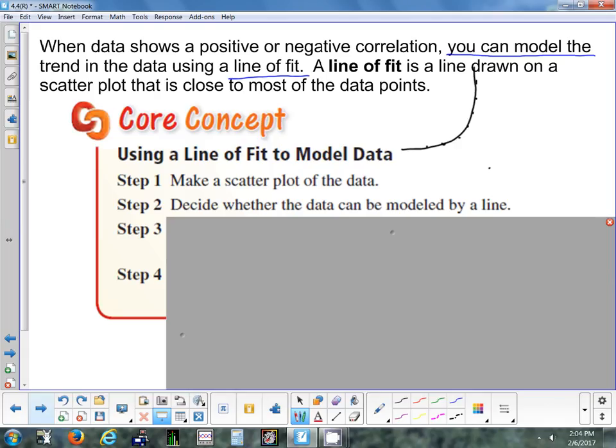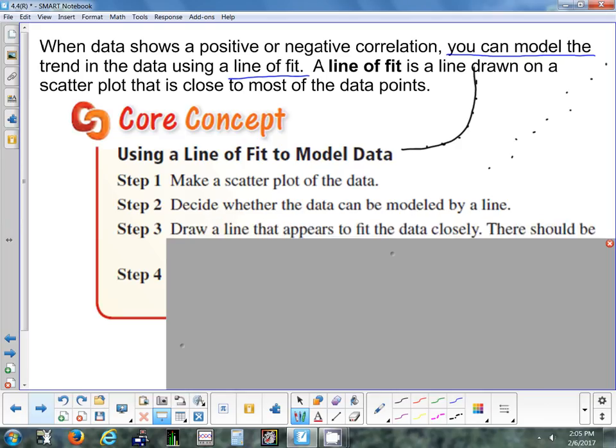How about something like this? That's definitely something you could use a line for. It's not perfect, but it's close. So we got to decide whether or not our scatter plot can be modeled with a line. Step 3. Draw a line that's as close to the points as you can do. Maybe about like that.